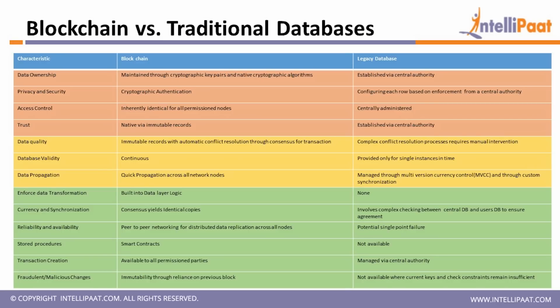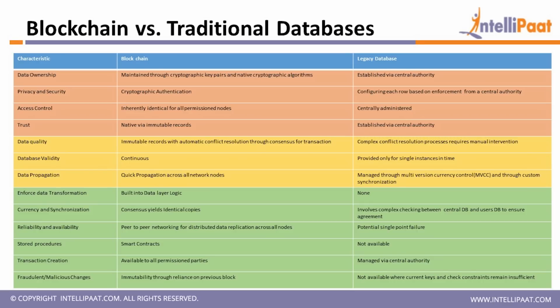Transaction creation is available to all permissioned parties. They can start a transaction and help generate the new nodes. In a legacy database, this is again maintained via a central authority. For fraudulent or malicious changes, immutability through reliance on the previous block helps ensure there is no alteration or deletion of data inside the blockchain network.